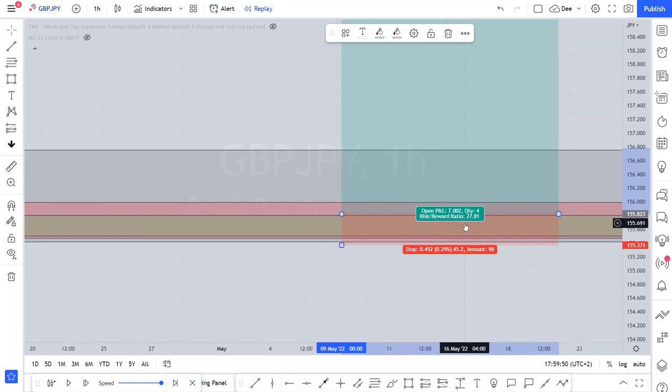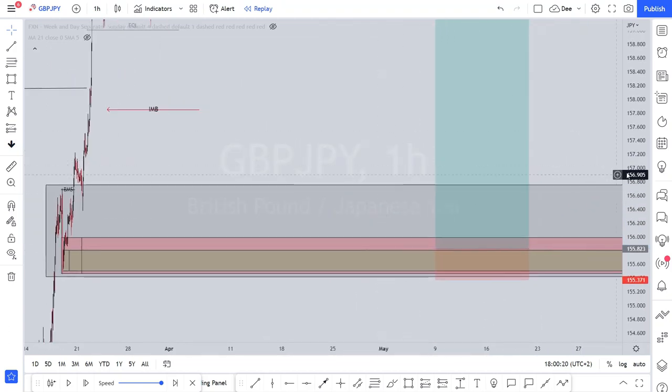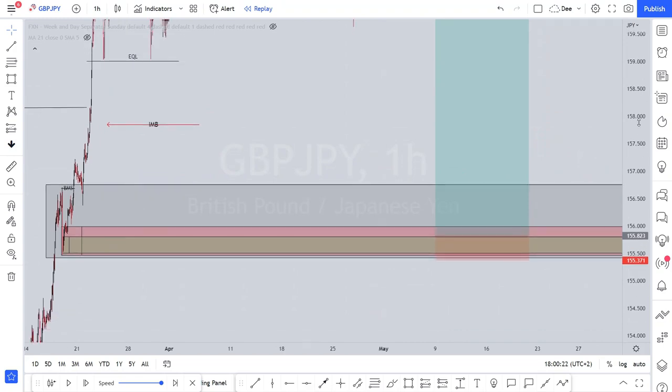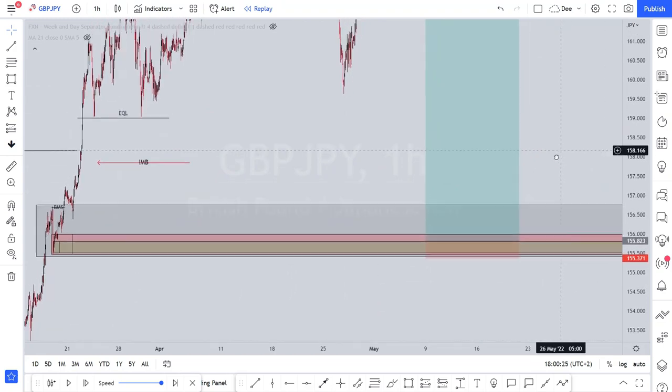which is massive. If you're risking $100, the return can be plus or minus $2,200. If you're risking $1,000, I'm trying to get my math straight, your return is going to be plus or minus $22,000. Okay, so that's how crazy and powerful refining an order block is.